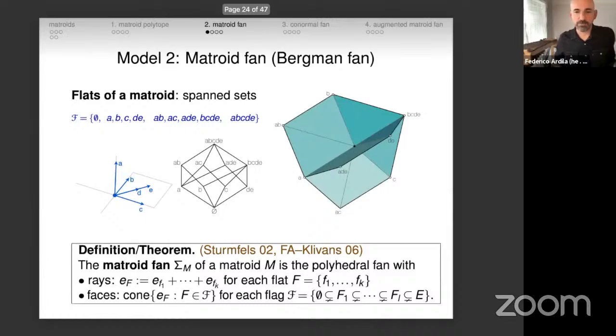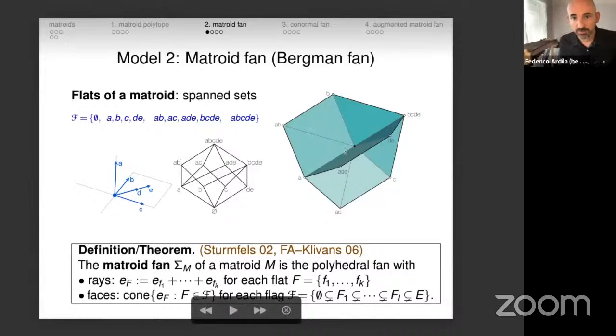And we're going to make a fan, a polyhedral fan, in the following way. This is called the matroid fan. What we're going to do is that we're going to put a ray of the fan for each one of these things. So this is the origin, and these are all the rays of the matroid fan. So for example, I have a ray from 0 to AB, which is 1, 1, 0, 0, 0, because AB is one of the flats here. So that tells me what these different rays are.